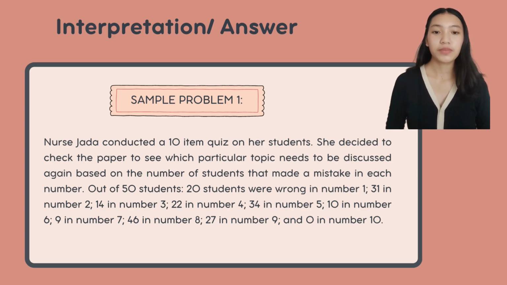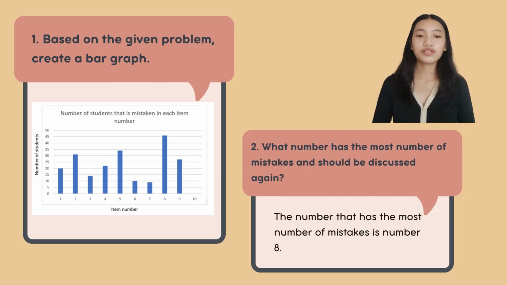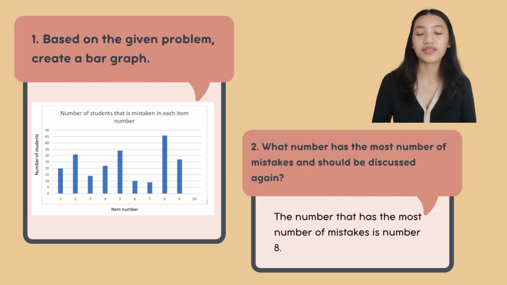The next part of the presentation is the interpretation or answer. For sample problem number 1, the problem describes a scenario in which a nurse named Jada conducted a 10-item quiz on her students, and she wants to identify the topic that needs to be discussed again based on the number of students who made a mistake in each item. Jada recorded the number of students who made a mistake in each item, and there were a total of 50 students in the class.